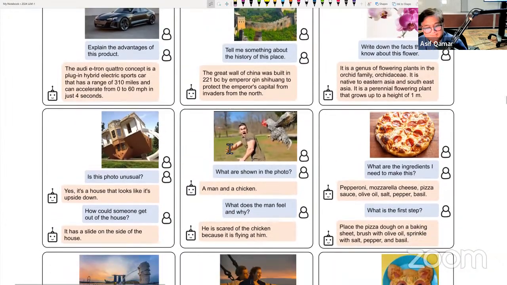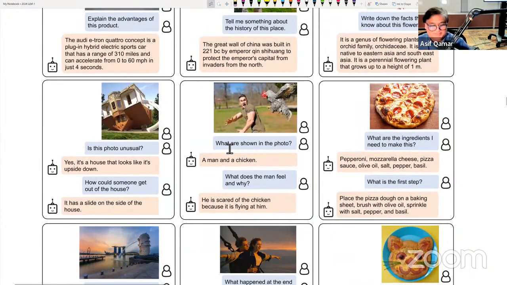It's good, right? And this is the loveliest part. Look at this. Is this photo unusual? So think about it this way, guys. You're now asking it a question. Is this photo unusual?